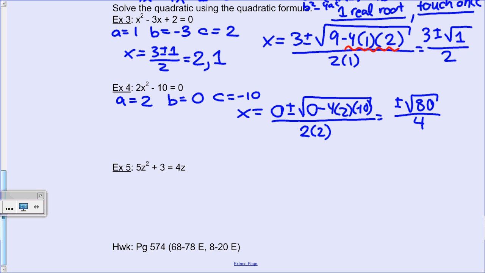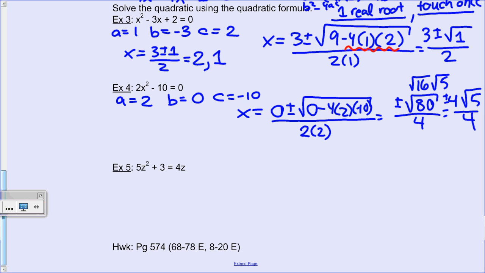What's the biggest perfect square? 4 is not it. 16, 25. 16 is the third one. Don't do the fifth. It's the 2 sides. So the top is these 2. 4. Plus or minus 4 root 5 over 4.